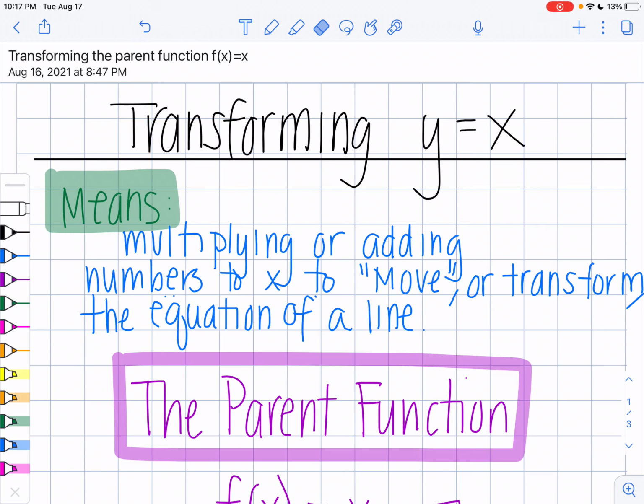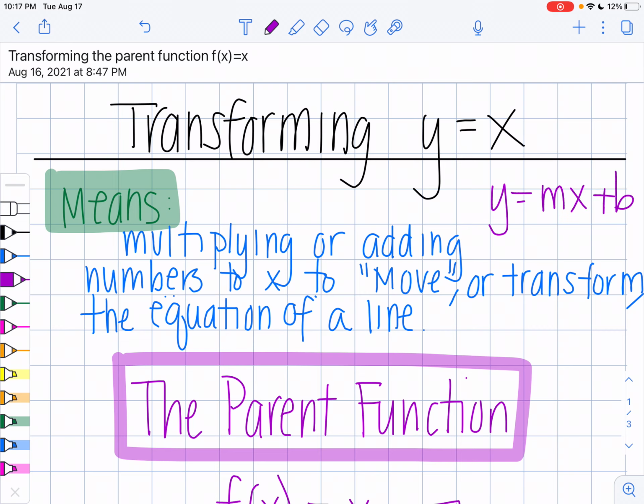Hi there! In this video we're going to talk about transforming the function y equals x. So what does that mean? The line y equals x is a straight line, and we've learned that y equals mx plus b is the equation of a straight line.